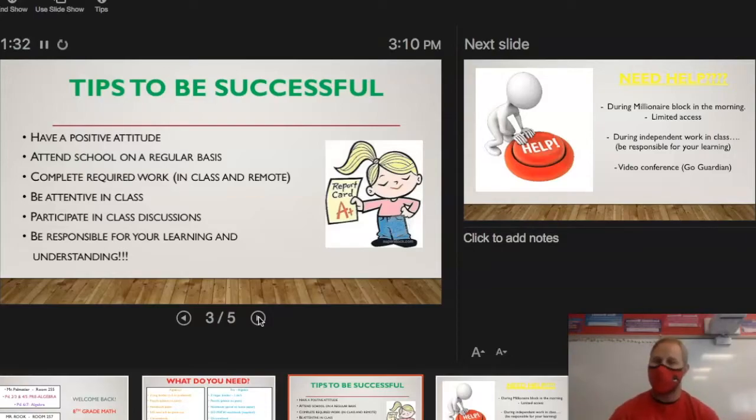That's going to be a little bit different this year. If you are in Group A and you're supposed to be in school, please make sure that you're trying to be in school. It's different this year because of everything going on. Make sure you're completing the required work. That's going to be the biggest one. That's the difference between success, and not having great success.